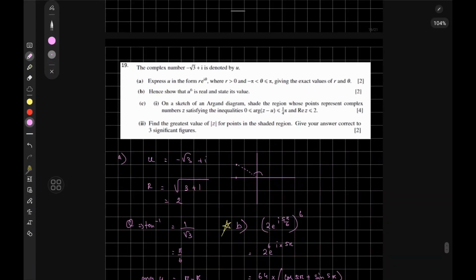This is basically telling you the complex number of minus root 3 plus i is denoted by u. Express u in the form of r e to the power i theta, where r is supposed to be greater than 0 and theta is supposed to be between negative pi and pi, giving exact values of r and theta. Great. So if u is minus root 3 plus i, it's easy.